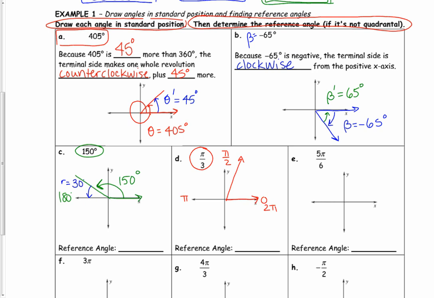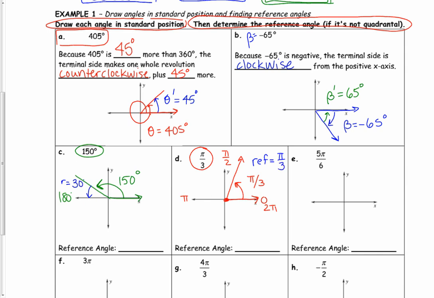So in standard position, I have my initial side on the positive x-axis, my vertex at the origin. I'm spinning. I'm going to label this angle pi over 3 and show my arrow to tell I'm spinning counterclockwise. Now my reference angle for this one, pi over 3 is already a positive acute angle, so this is its own reference angle, and the reference angle is also pi over 3.